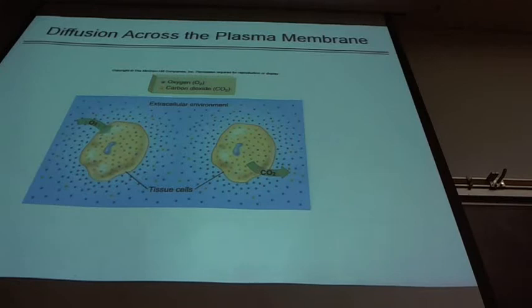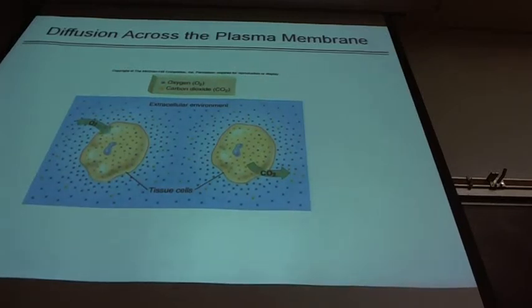Okay, tissue cells. Oxygen, carbon dioxide. Oxygen's more prevalent here, so it goes in. Carbon dioxide is more prevalent inside, so it goes out. You're never going to get it all in or all out, but it's done us pretty well so far.